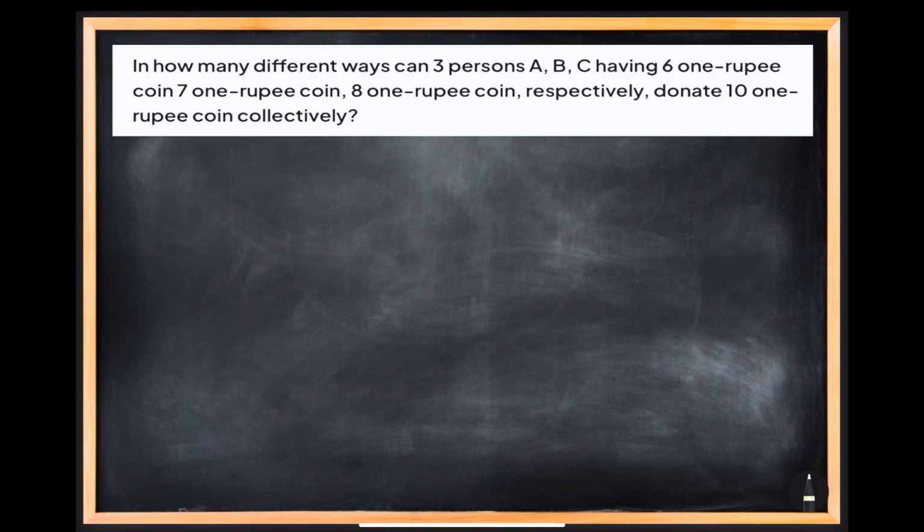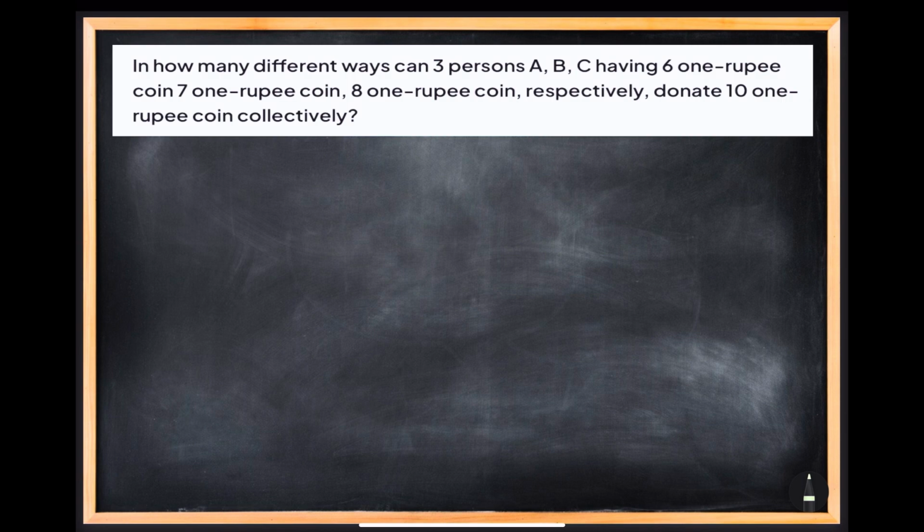Okay, so we got this situation. In how many different ways can three persons A, B, C, having 6 one-rupee coins, 7 one-rupee coins, and 8 one-rupee coins respectively, donate 10 rupees, that is, 10 one-rupee coins? Okay, so this is again based on the multinomial theorem. So the idea is how we will approach.